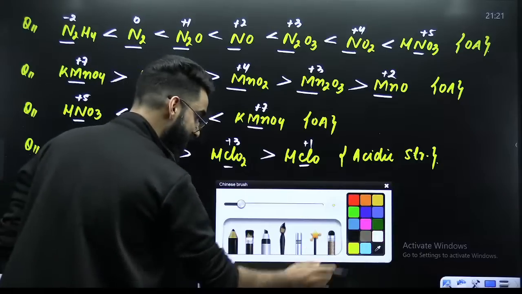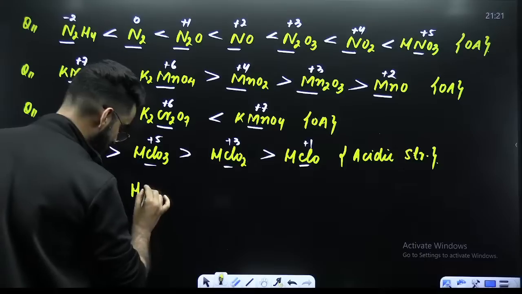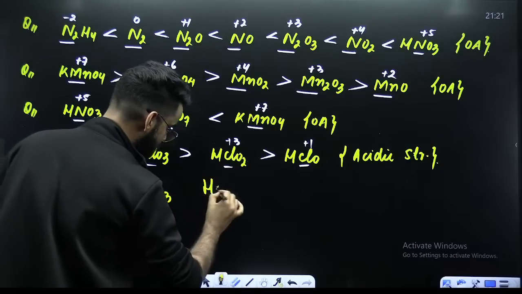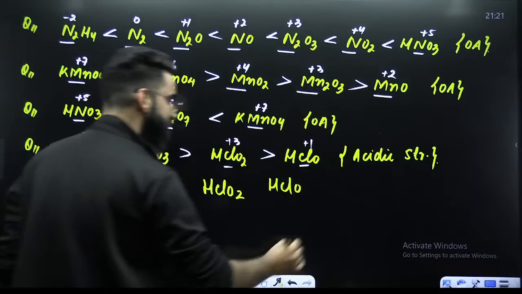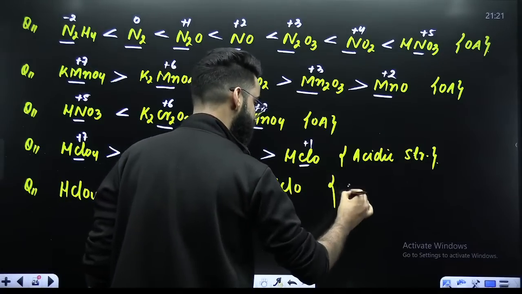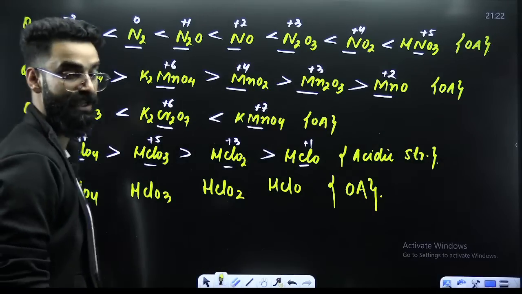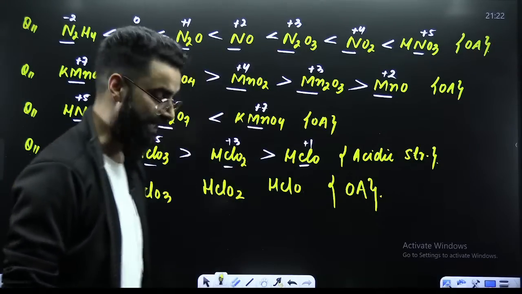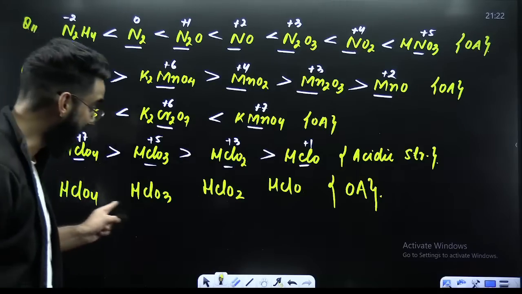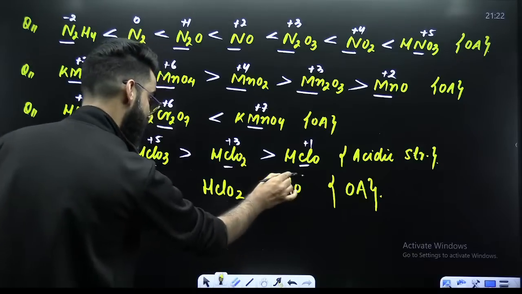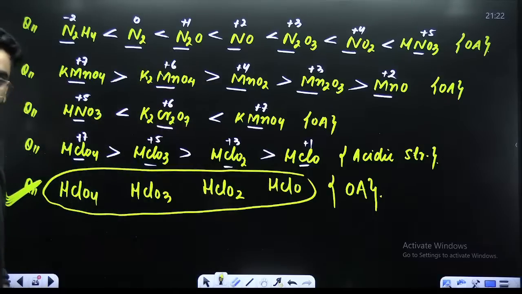Now one question I'm giving you as homework; you are going to tell me its order. HClO4, HClO3, HClO2 and HClO. Arrange all of these on the basis of strength of oxidizing agent. Tell me which oxidizing agent is stronger among all. And do let me know the answer in the comment section when the session ends.